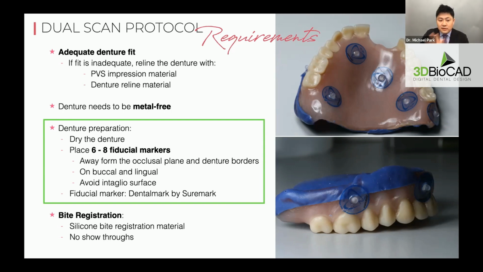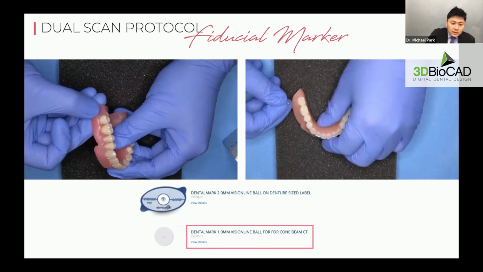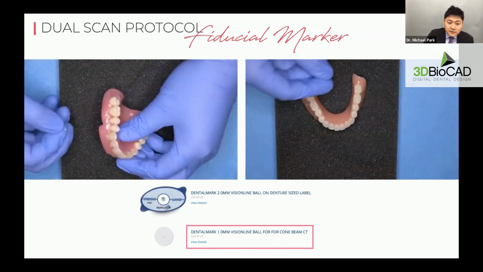You want to make sure that the denture or your scan appliance is very dry when you're applying them. And of course, you don't want to put them on the biting surface of the teeth because the patient will not be able to bite down properly. And you don't want them on the denture border or on the intaglio surface because the denture will not seat all the way. These are videos just showing you how we place the fiducial markers on.